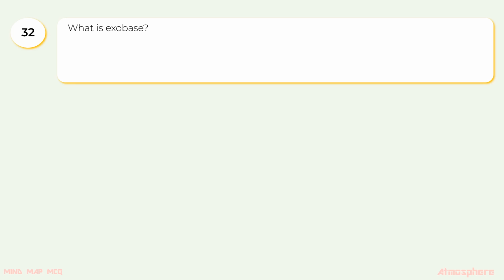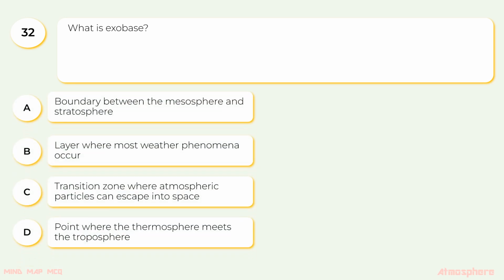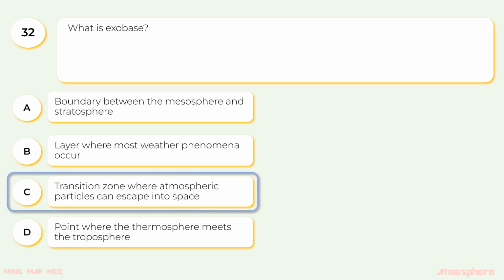32. What is exobase? The options are A. Boundary between mesosphere and stratosphere, B. Layer where most weather phenomena occur, C. Transition zone where atmospheric particles can escape into space, D. Point where the thermosphere meets the troposphere. The correct option is C. Transition zone where atmospheric particles can escape into space.